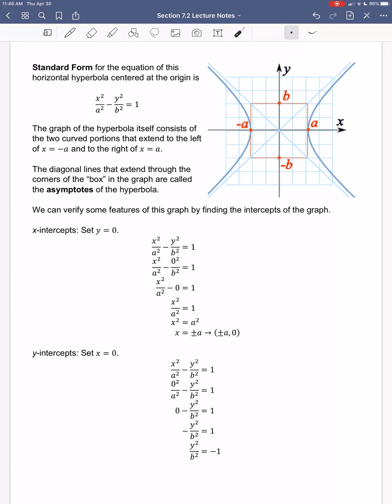For y-intercepts, I would try letting x equal 0. Something very similar happens, of course. 0 squared over anything is 0. 0 minus something is going to be negative, and if I multiply both sides by negative 1 here, I get y squared over b squared equals negative 1.